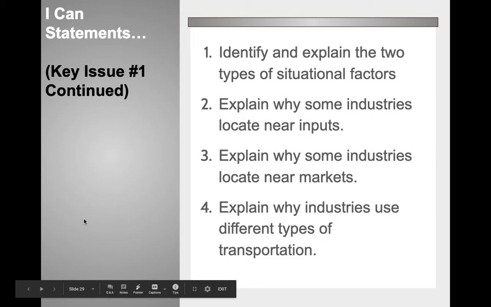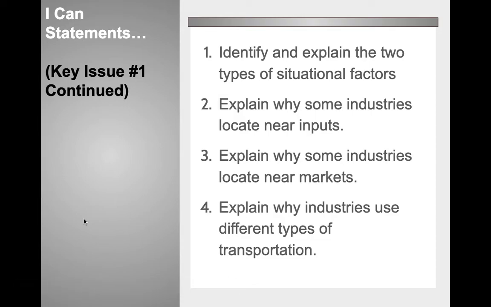So for this second part of key issue 1, learning outcomes: 1, identify and explain 2 types of situational factors. 2, explain why some industries locate near inputs. 3, explain why some industries locate near markets. And 4, explain why industries use different types of transportation.